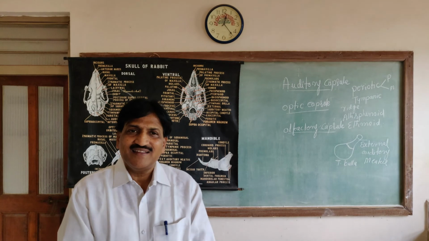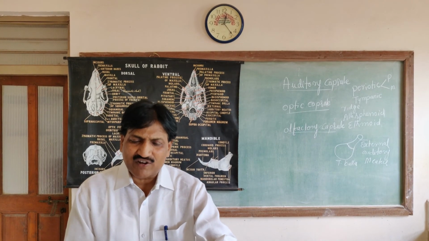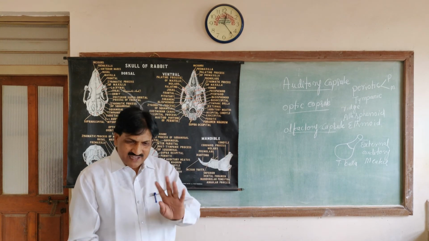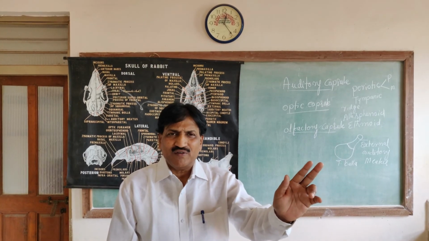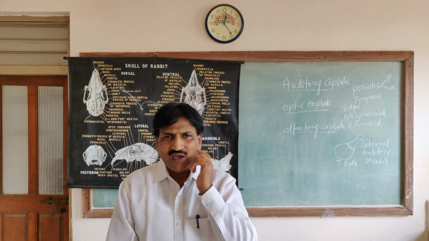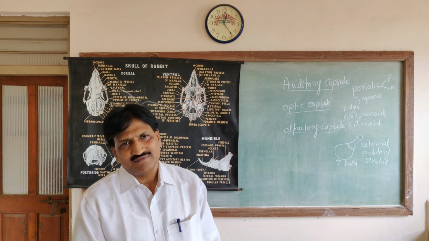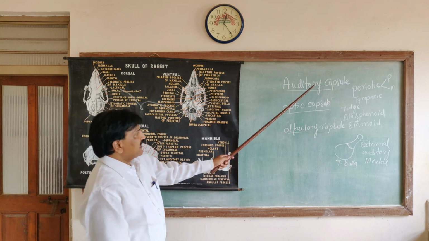The olfactory capsule is present in front of the frontal segment. It is made up of bones: the dorsal side is the nasal bone, the ventral side is the vomer bone, and the lateral side has the premaxilla and the maxilla. That's all for this capsule.